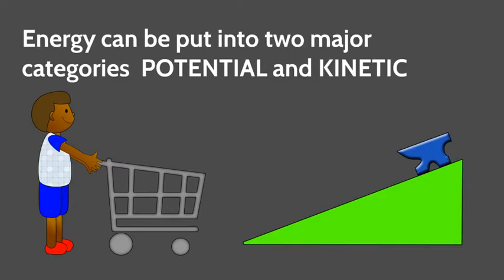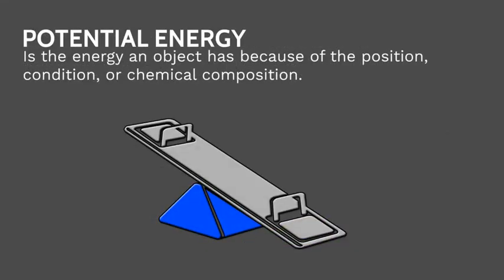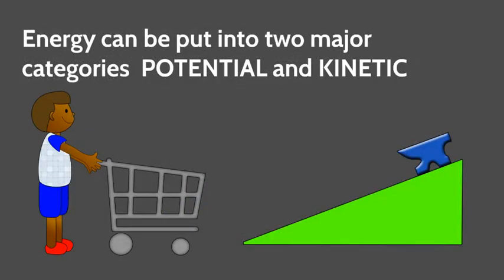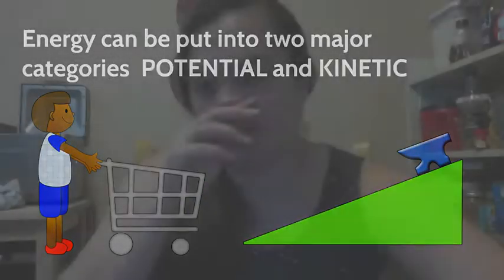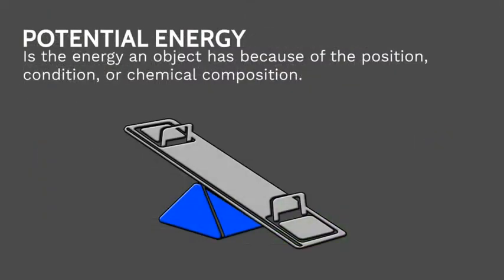So energy can be put into two major categories, potential and kinetic. So remember to fill potential and kinetic in, and I'm going to talk about what those two things are in just a second. Potential energy is the energy an object has because of its position, condition, or chemical composition. Potential energy is the kind of energy, because energy cannot be created or destroyed, it's the kind of energy we don't really think of as energy.